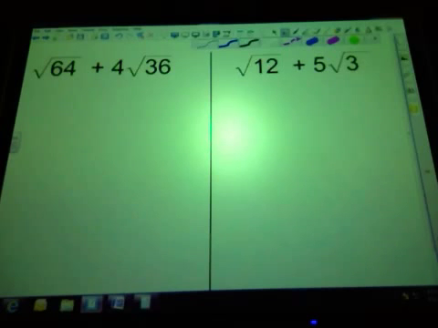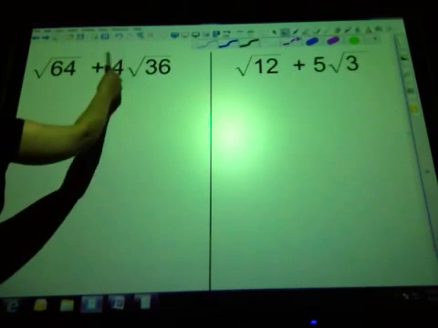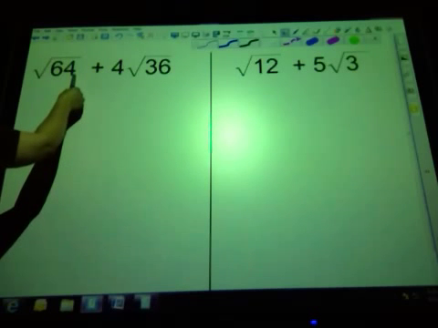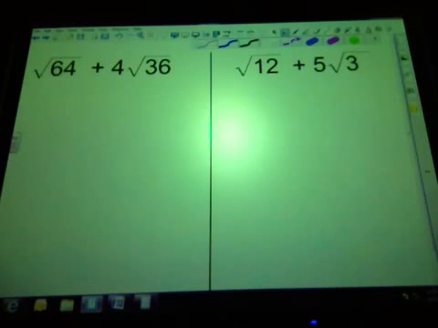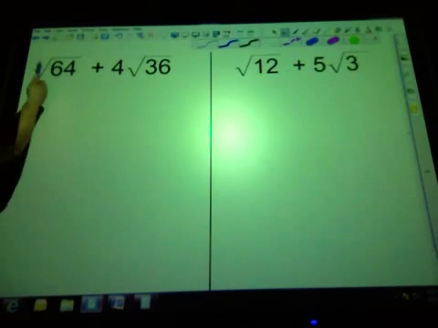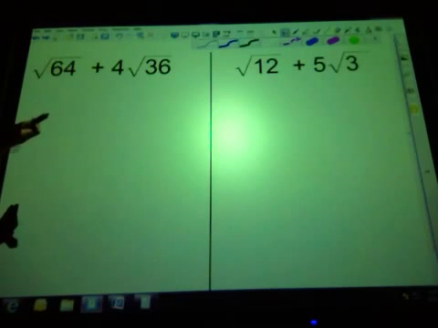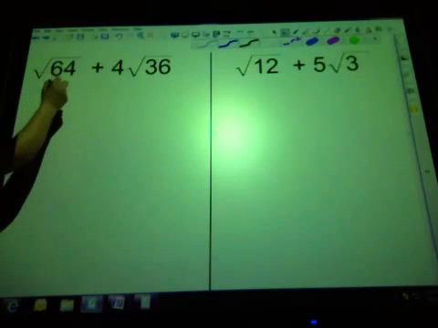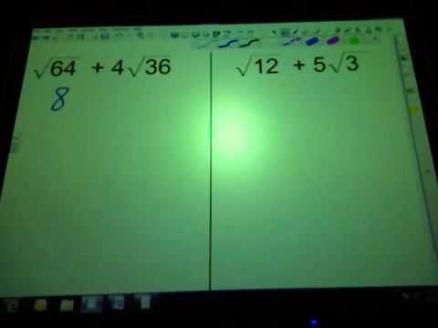On the left, we have a square root of 64 plus 4 times the square root of 36. So I need to think about, what's the square root of 64? I know that 36 times something doesn't really give me 64, because even if I multiply it by 2, I'm going to have something bigger than 64. So I just break this apart. Is there anything that goes into 64? Oh, 8 times 8 is 64. So the square root of 64 is just 8.